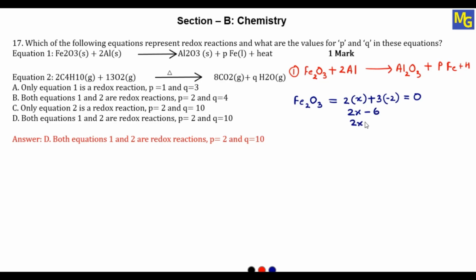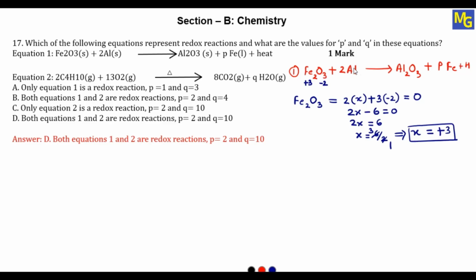So 2x equal to 0. 2x is equal to, shift the minus 6 to that side, so it will be 6, and x is equal to 6 divided by 2. Here I am going to get the answer x is equal to 3. 2 ones are 2, 2 threes are 6, so here plus 3. So the oxidation state of Fe in Fe2O3 is plus 3, so I'll write it here, plus 3. We got that, and for oxygen I told you it was minus 2, so minus 2.